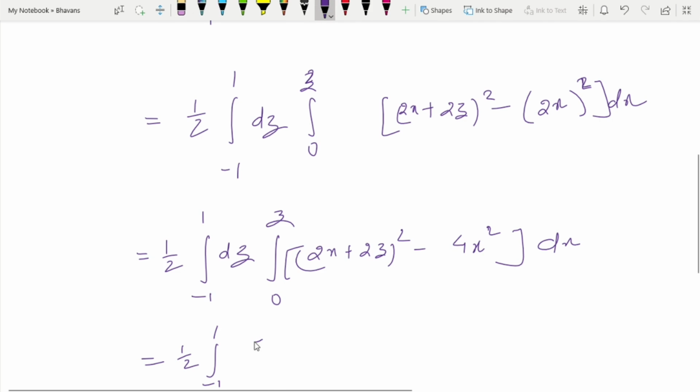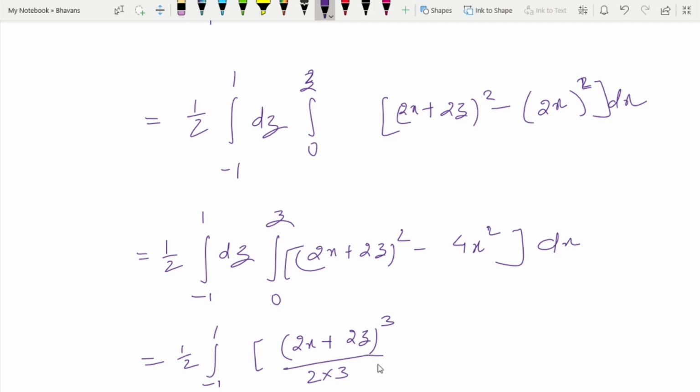Now what about this integration? This integral would be like (2x plus 2z) raised to 2 plus 1, 3, divided by 3, and that 3 would multiply the coefficient of x, which is 2, isn't it? Minus 4 as it is, x raised to 3 by 3, simple, from 0 to z, and here we have dz.